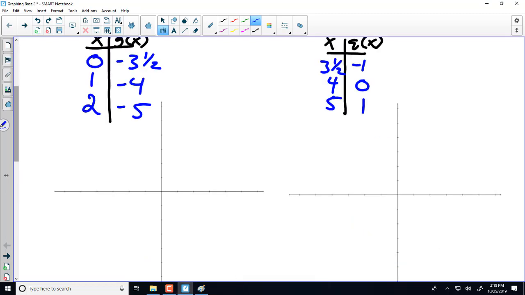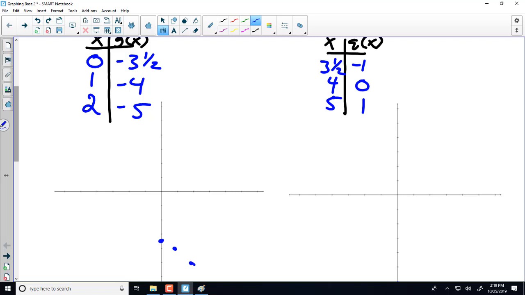Let's plot our points to get our graphs. So I'm going to plot g of x first here. So the first ordered pair is (0, -3.5). So that's going to be right there. Next ordered pair (1, -4). That's going to be right here. And the next ordered pair is going to be (2, -5). So that's going to be right here.